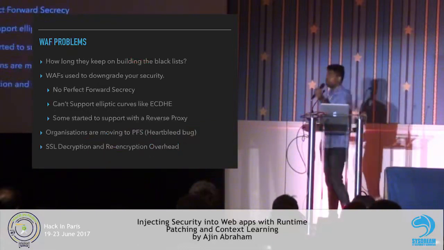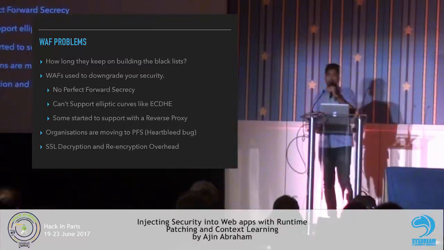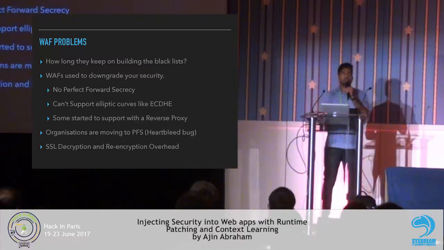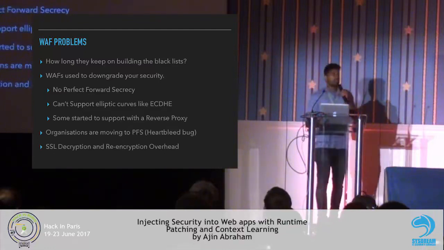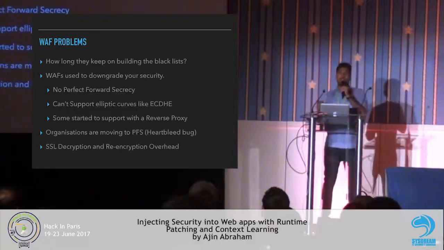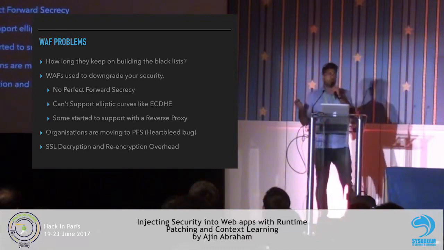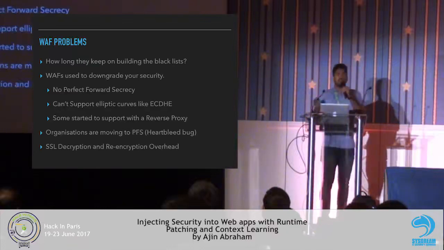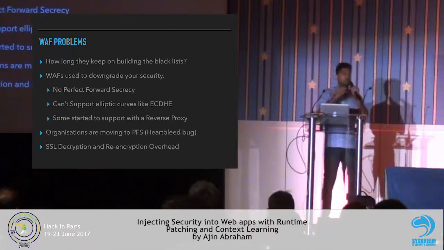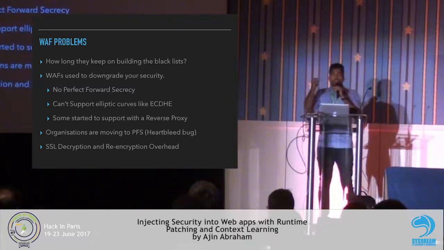Moving on, WAFs even used to downgrade your security. So you know about perfect forward secrecy, right? Last year, the Heartbleed bug was there, which means an attacker can actually steal the server's private key from memory. And if he has encrypted HTTPS traffic which was collected previously, he can use that key to decrypt the traffic. So perfect forward secrecy is a solution for that. If you use PFS, even if you have a previously encrypted communication and even if your private key is leaked, an attacker cannot decrypt the traffic using the key.